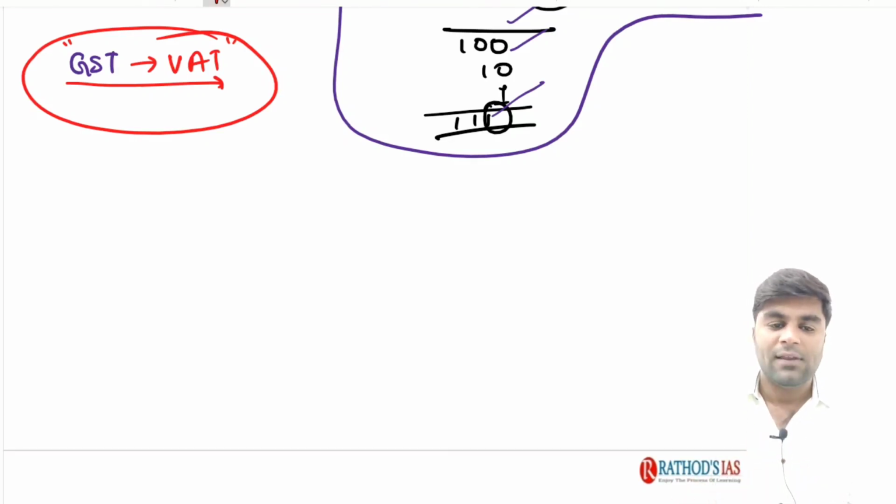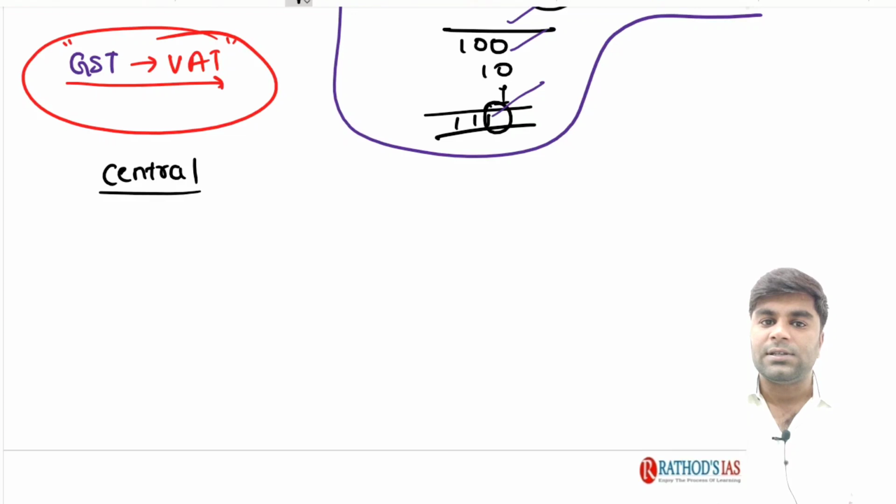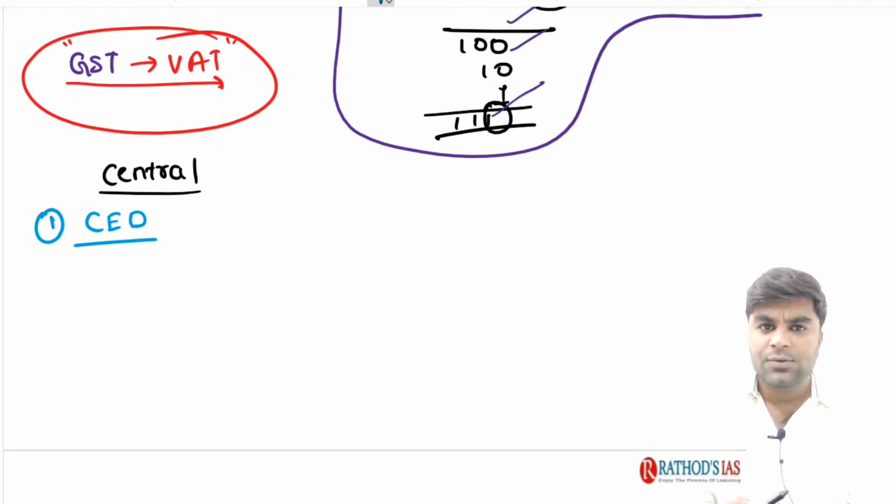Just have a recap of what we have discussed in the previous class. The central government, before the implementation of the GST, imposed different kinds of indirect taxes. One of them is central excise duty. What is a central excise duty? It is a tax imposed on the production of goods and services.